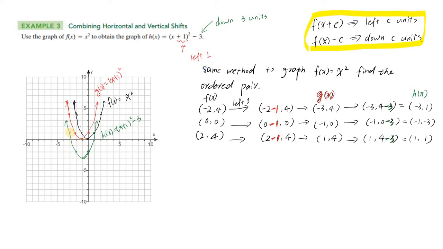So you can double check the graph, definitely the same. We have negative 3, 1. We have negative 1, negative 3, and 1, 1. Okay, so that is how you graph this.